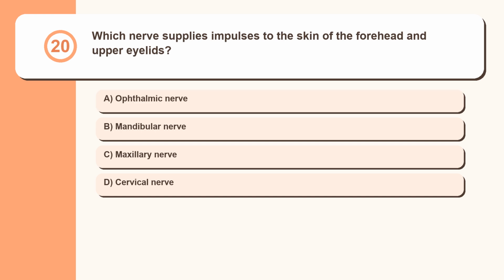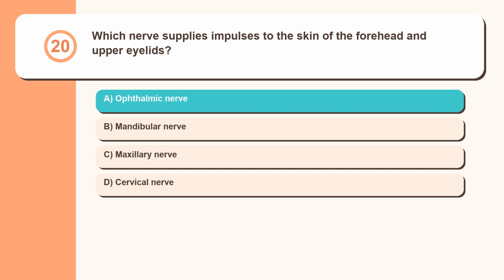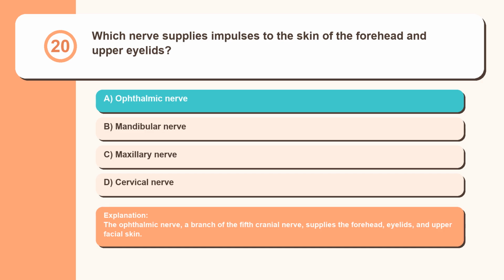Question 20. Which nerve supplies impulses to the skin of the forehead and upper eyelids? Ophthalmic nerve, mandibular nerve, maxillary nerve, cervical nerve. The ophthalmic nerve, a branch of the fifth cranial nerve, supplies the forehead, eyelids, and upper facial skin.